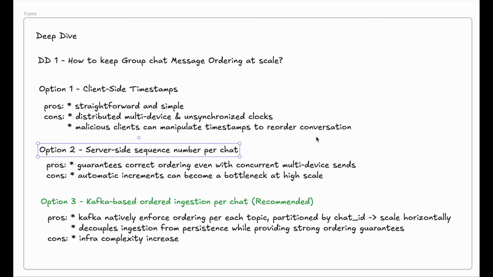The second option is the server-side sequence number per chat. Here, the chat server maintains an atomic per-chat counter that increments with each new message.